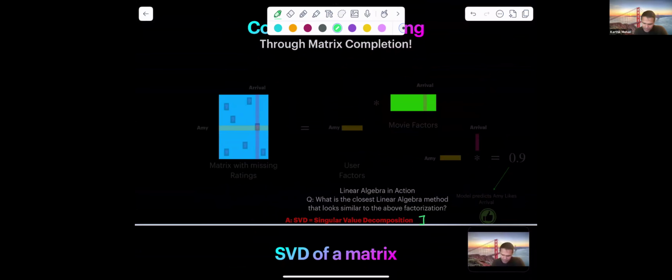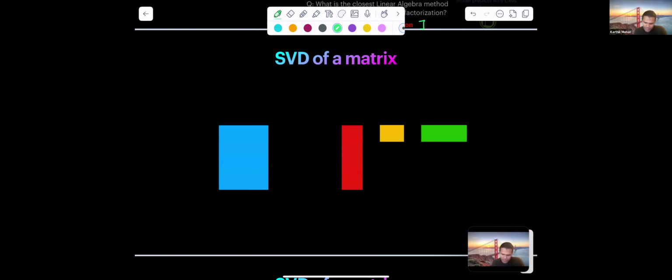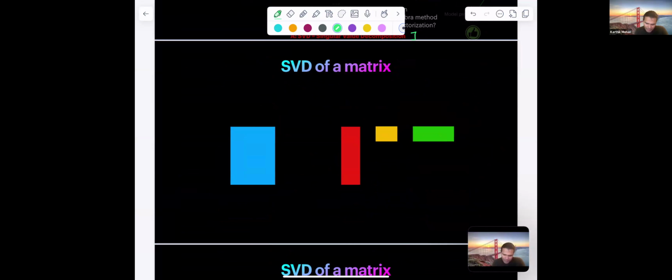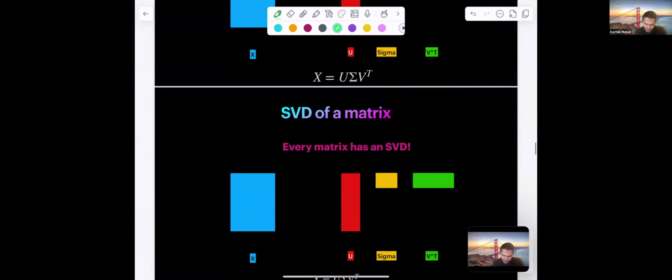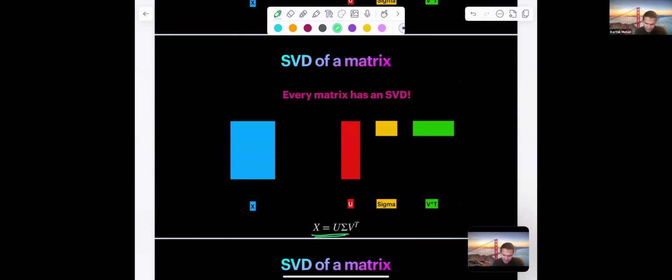So SVD is something that might be close to this, but SVD has three factors. Any matrix can be decomposed into three factors: U, sigma, V transpose, right? And we say that X is equal to U sigma V transpose, where X is the data matrix. It's very beautiful. If you have any data set that can be represented as a matrix, and most data sets can, then to understand the data, there is a natural decomposition called the SVD, singular value decomposition, that can get you something like the user factors and the movie factors.